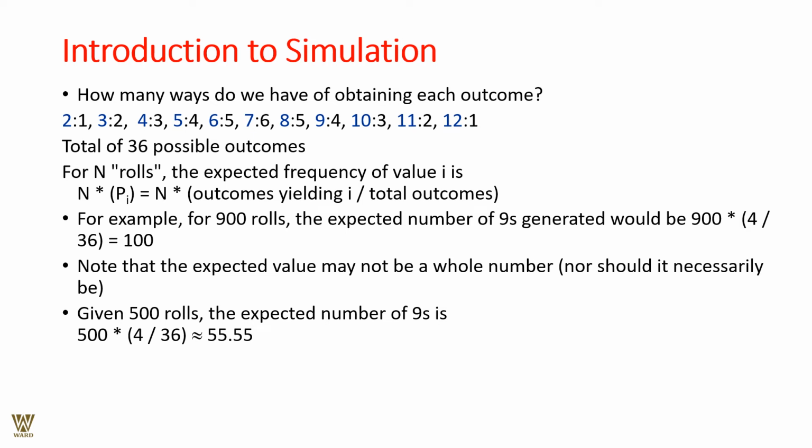Note, this is an expected value, and perhaps it might not be a whole number per se. Let's say for 500 rolls, the expected number of nines would be 500 times 4 divided by 36. That would be 55.55, right? So we need to round it off to either 55 or 56 perhaps. But again, be specific. It might be in the vicinity of 55. It might be 52. It might be 59. It might not be exactly the same, but it gives you a fair bit of an idea.